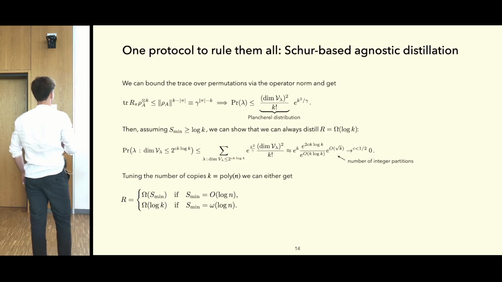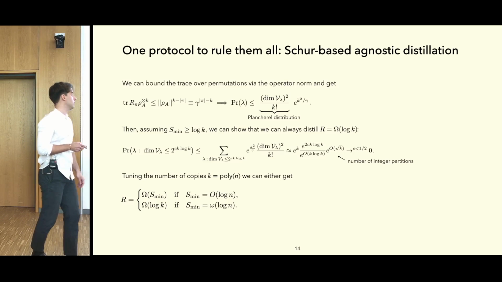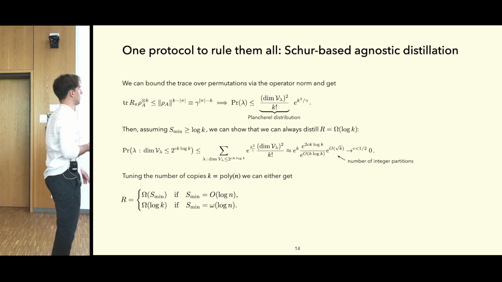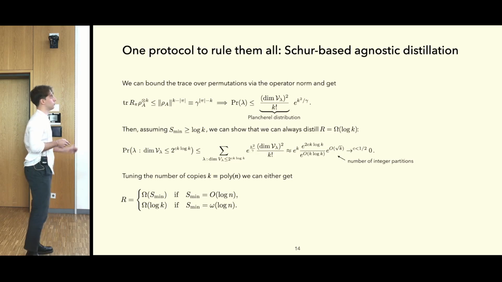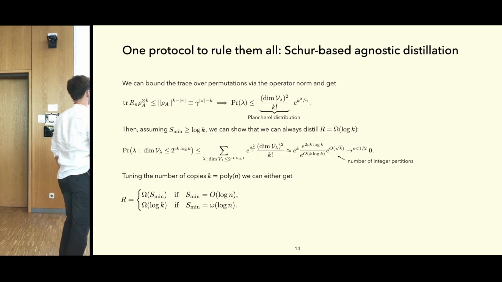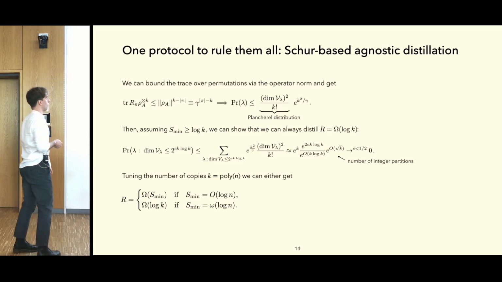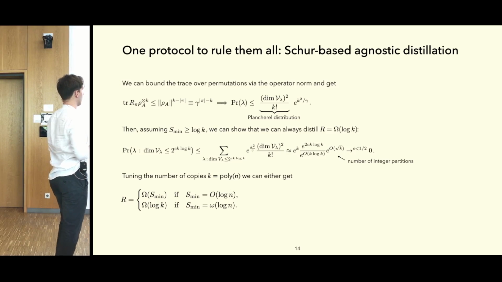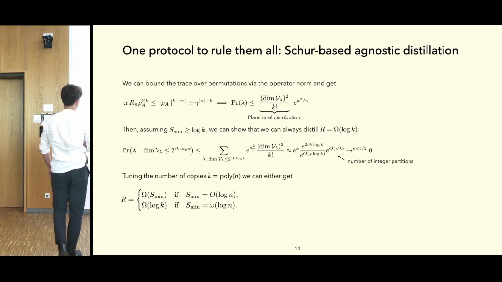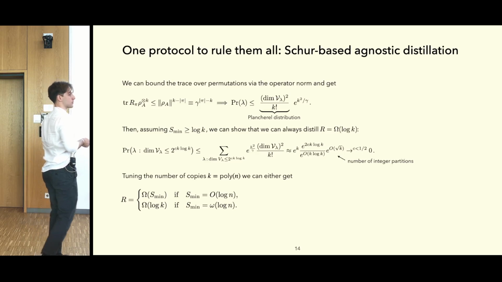And now, if you assume that the mean entropy is largely equal to log K, we can bound the probability of failure. So the probability that we distill, for example, less than log K, and we can show that this probability always goes to 0 if we put some small enough constant in front of the log K rate. And this follows because even if we sum all possible lambdas, these are at most the number of integer partitions, and we can always suppress this term if we choose K sufficiently large. Now, of course, we have to remember that K must be poly n.